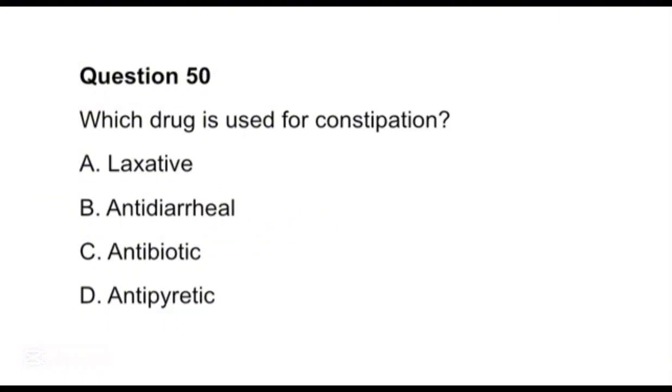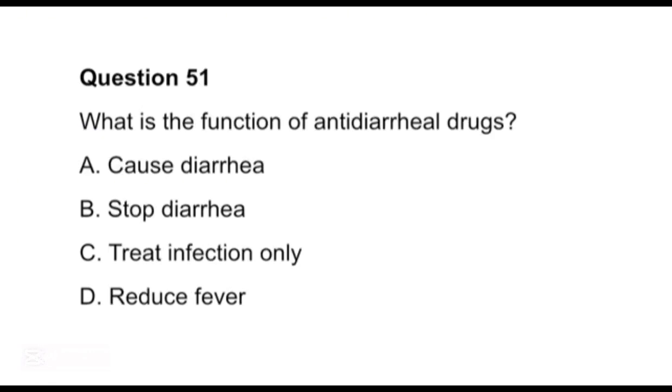Question 50. Which drug is used for constipation? A. Laxative. B. Antidiarrheal. C. Antibiotic. D. Antipyretic. Correct answer, A. Laxative. Question 51. What is the function of antidiarrheal drugs?